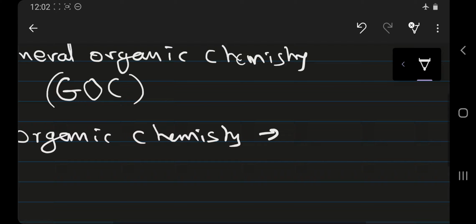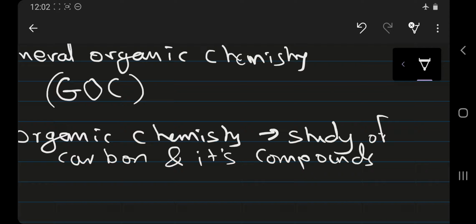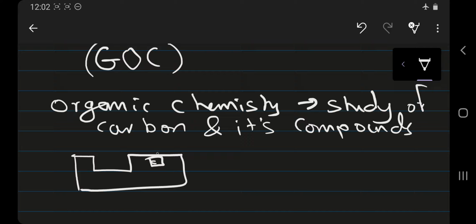Now organic chemistry is the study of carbon and its compounds. Now, for the purpose of understanding carbon and its compounds, consider the periodic table. In this periodic table, we have carbon located somewhere here. You must be familiar with the periodic table. For understanding the structure of carbon compounds, we need to first understand what carbon is, or how carbon forms bonds.